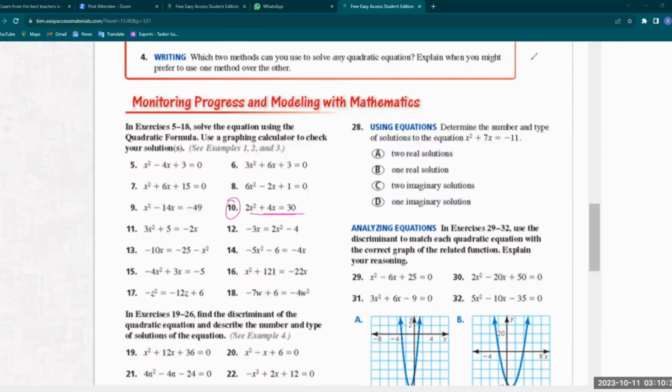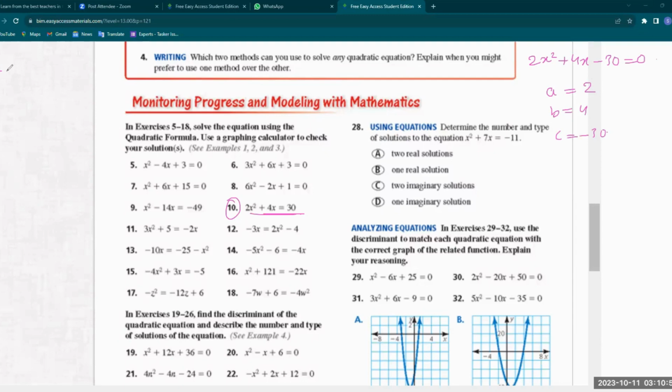So the standard form is 2x squared plus 4x minus 30 equals 0, right? Mm-hmm. So we can identify what are the A, B, and C. So clearly A is 2, B is 4, and C is -30. So you have to substitute in the formula.